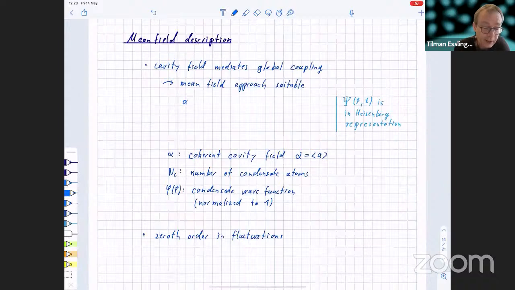Okay, and for our field operator, we go to a field alpha and fluctuations. The same we do for our atomic field. And then we have the square root of the number of condensed atoms, a mode function phi, plus fluctuations.